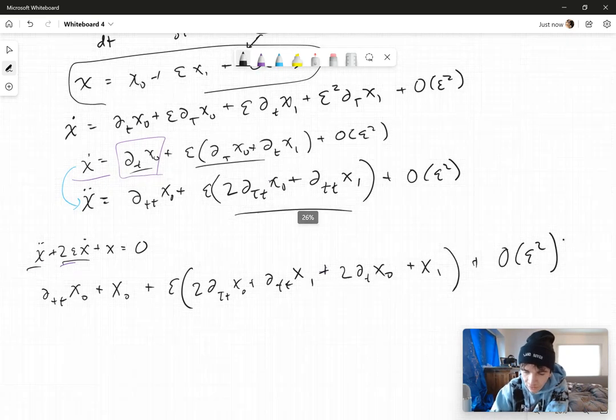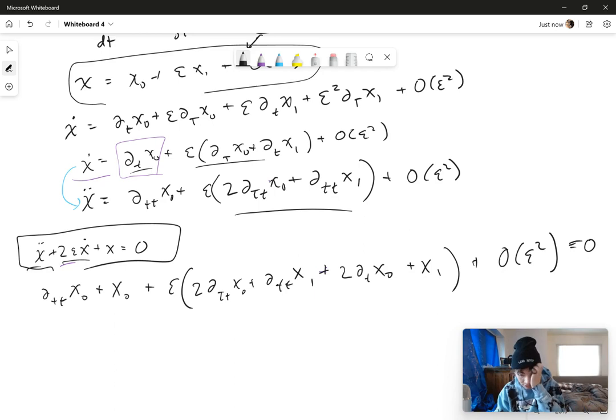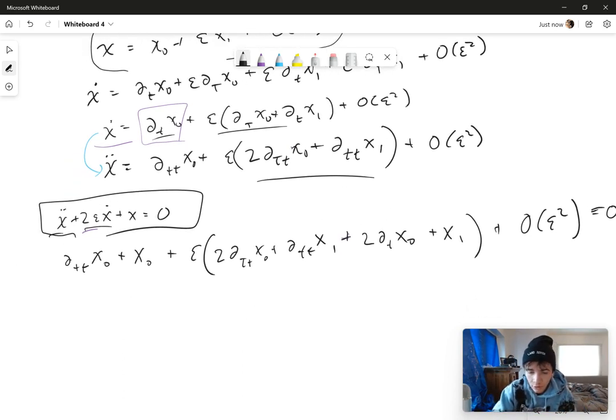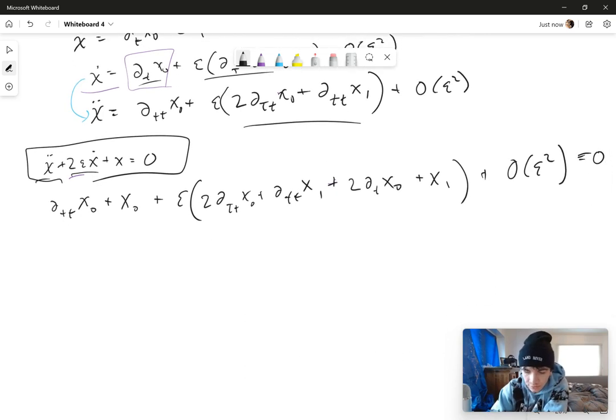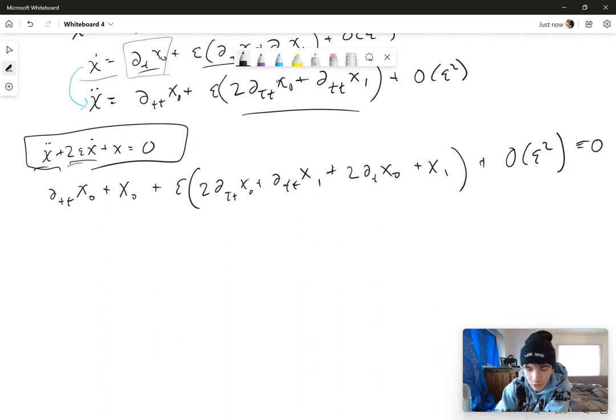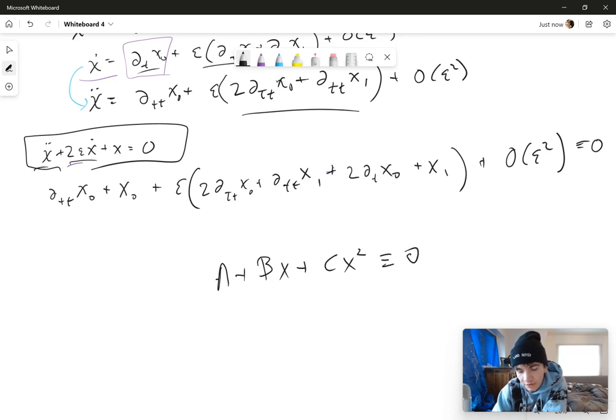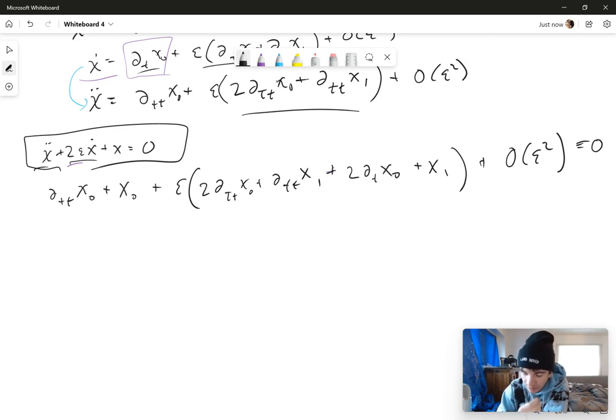So this is what I get when I plug in the values of x, x dot, and x double dot into my differential equation, my weakly damped oscillator. Okay, and finally, let me make sure this is correct. Yeah, this is right. So the next step in this process is to again treat these order epsilon and order 1 terms separately and set them both identically equal to 0. It's like if I have an equation a plus bx plus cx squared identically equal to 0, then I can say that a has to be 0, b has to be 0, and c has to be 0, right? And we're doing the same thing here in order of epsilon.